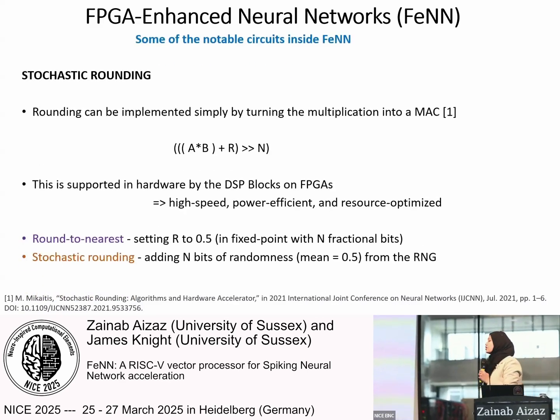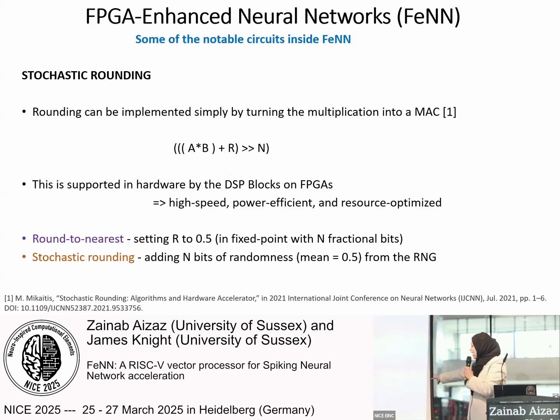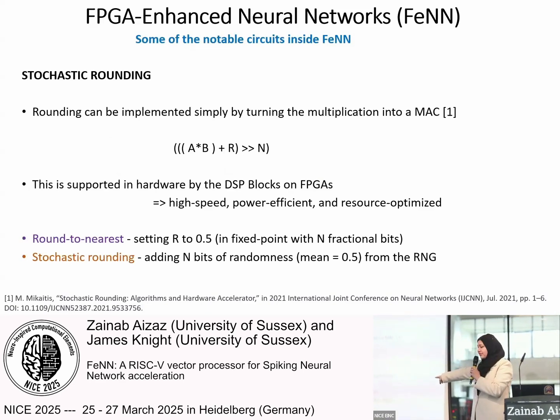Also, we did stochastic rounding. I'll explain later why it is good for simulating ALIF neurons. It's efficient for them. So how do we do stochastic rounding? You can see A into B, 2 operands are multiplied, with some randomness added. And then the result is shifted. A into B plus R, shifted by N, is the output of stochastic rounding.